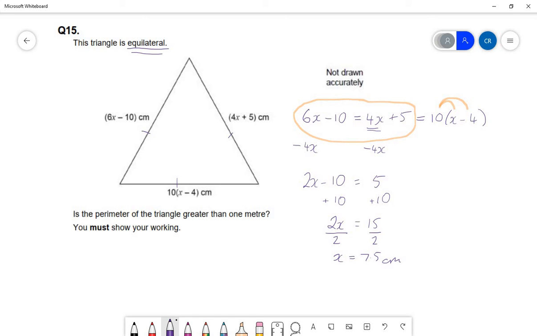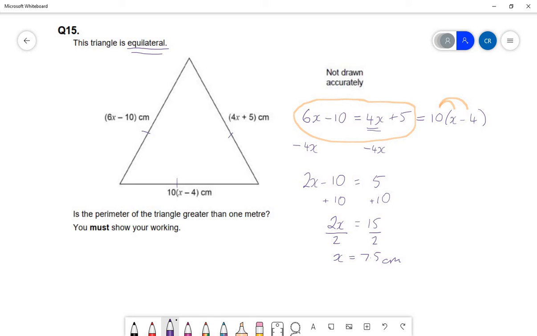Right, now this doesn't answer our question yet. We need to find out, is the perimeter greater than 1 metre? But what this does do is give us something that helps us find what the side is. So let's start with this side here, 4x plus 5.